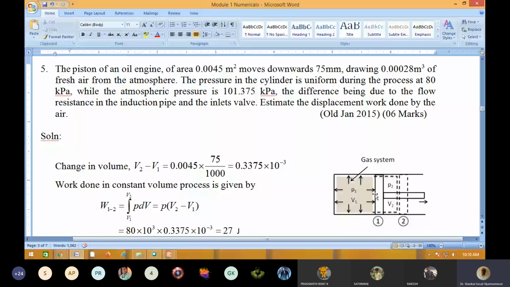What I do, I use my normal calculation, that is area of cross section into the stroke length. Stroke length is 75 millimeter. Area of cross section is given. If I multiply these two, I get a displacement volume, the boundary displacement volume. So if you see this volume here, how much you will get? Do the calculation. Are you getting the same value? Just check.